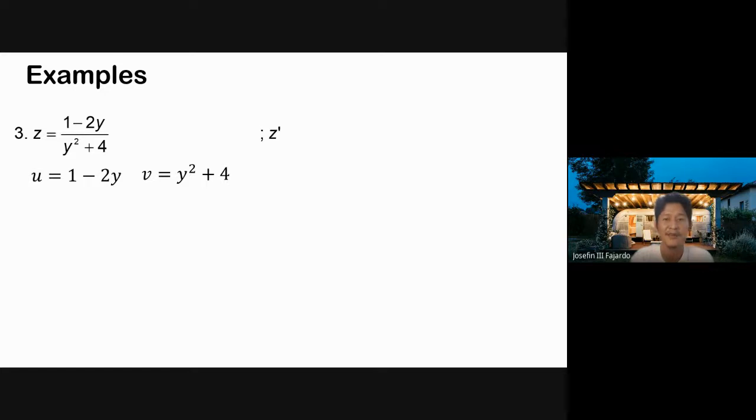So kunin natin derivative ni u, matitira dito ay, di ba derivative ng constant ay 0, 1 minus 2, derivative ni y ay 1, kaya naging negative 2 na lang to. Okay? And then derivative ni v or v prime, call it v prime also, will just be 2y. Derivative ni 4 ay 0, kaya wala na siya. Malinaw?